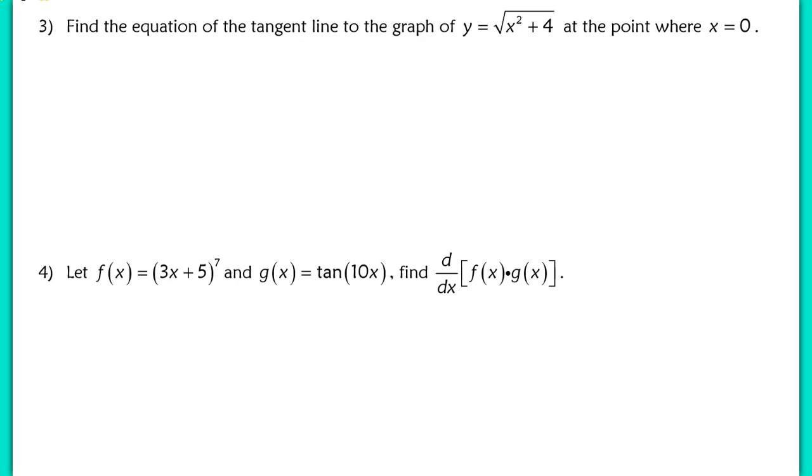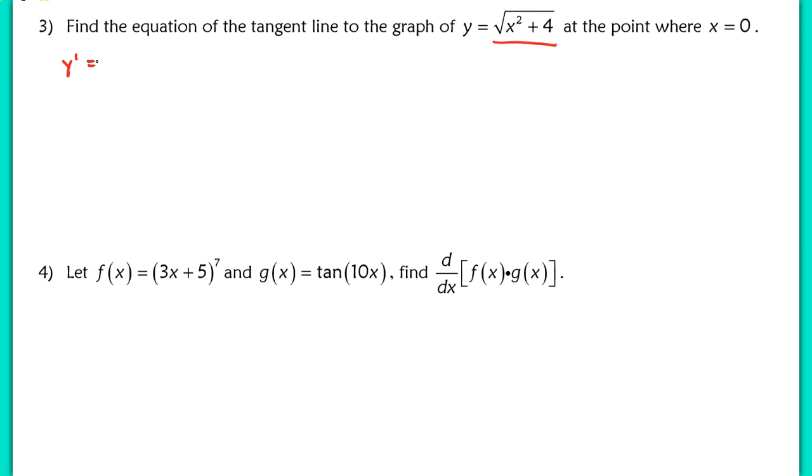All right, in example 3, we're finding the equation of the tangent line to the graph of this composite function here, the square root of x squared plus 4 at the point where x is equal to 0. So here we're just weaving in some old skills. If we want to find the equation of the tangent line, we need to find the slope of that tangent line by finding the derivative. So we'll find y prime.